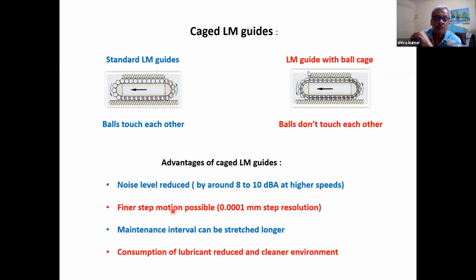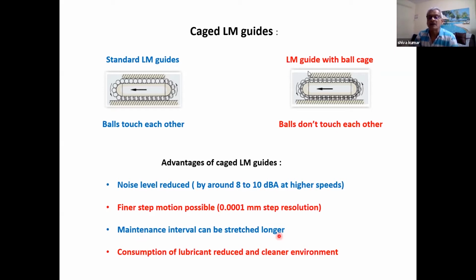Now, we can build machines with 0.0001, that is 0.1 micron resolution. So you can even program 93.3453, that is to the 0.1 micron, up to 10,000 millimeters also, so that you will get a very fine positioning capability. That's why you call it finer step motion possible.